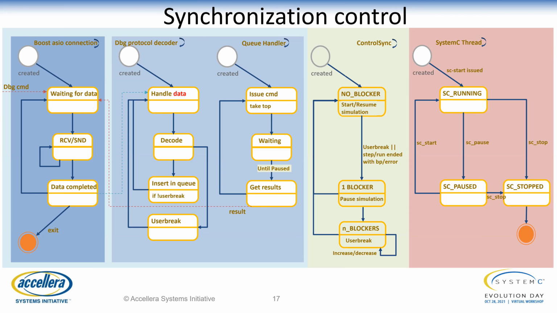And when there are more blockers, it goes to the many blockers state. That's basically when there are more user breaks coming in from different debuggers and the simulation was already in the paused state. So when we have to transition to the one blocker state in the control sync class, we will pause the simulation.